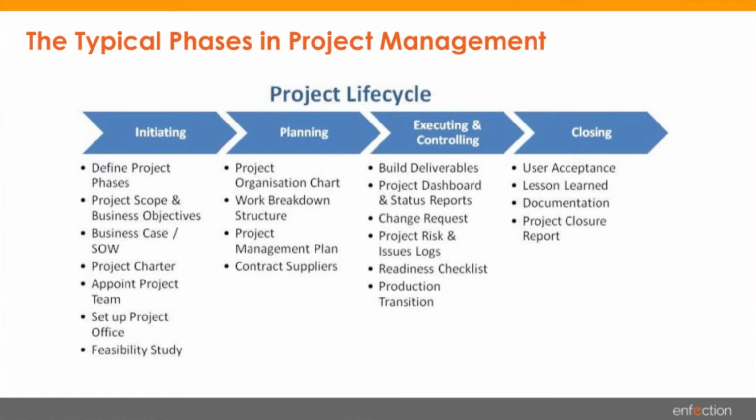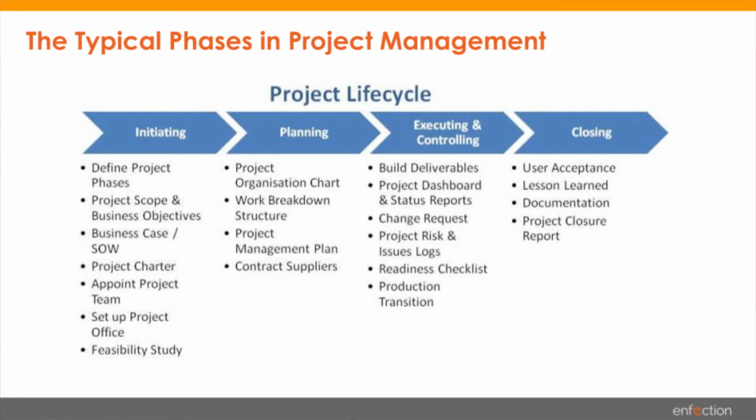So the executing and controlling phase. What we do during the executing and controlling phase is that we stick to the plan and we execute what is discussed during the planning stage. So we build deliverables. Then we have the project dashboard and status reports to track whether we are in line with the plan. This is very important to understand where we are in a project and to know whether we can deliver the project during the stipulated time, the deadline that we are given.